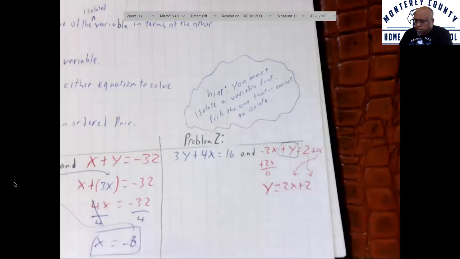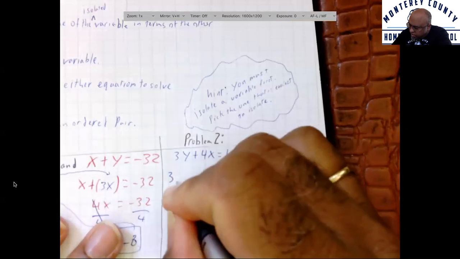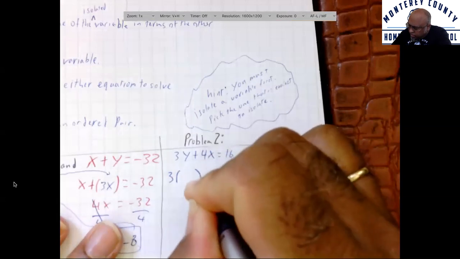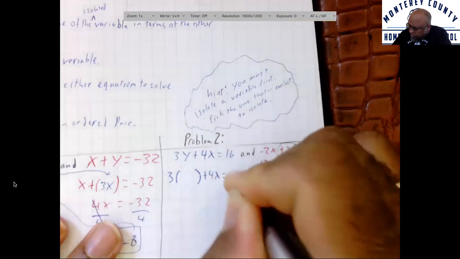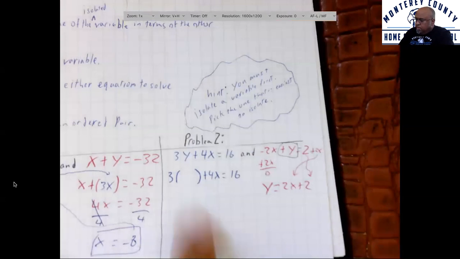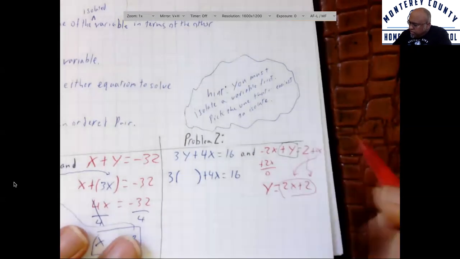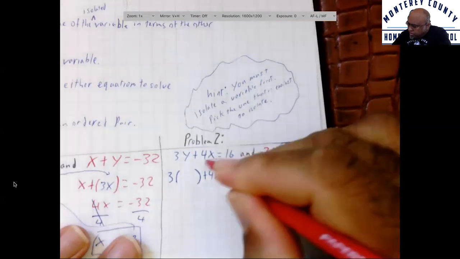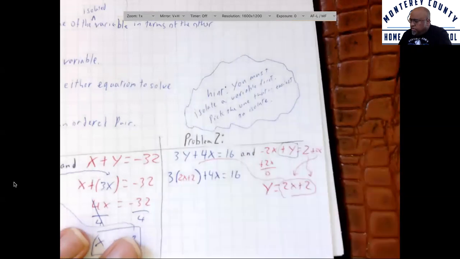So I'm going to go to the other equation, and I'm going to rewrite it as 3, where there is a y, I'm going to leave a nice big parentheses because I'm substituting, plus 4x equals 16. Okay, now the value of y, since y is isolated, is 2x plus 2. So I'm going to substitute that whole thing in here, 2x plus 2.